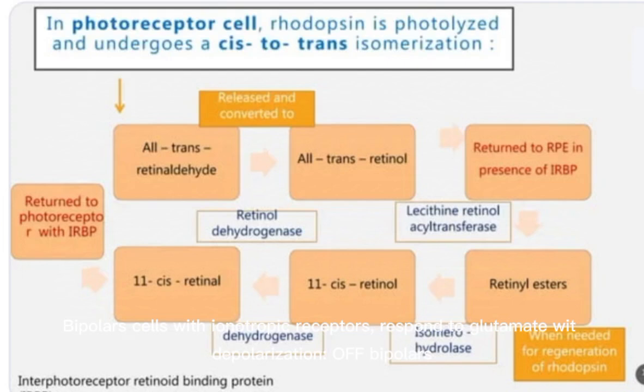Bipolar cells with ionotropic receptors respond to glutamate with depolarization: OFF bipolars. Bipolar cells with metabotropic receptors respond to glutamate with hyperpolarization: ON bipolars. OFF bipolar depolarizes in dark and hyperpolarizes in light. ON bipolar depolarizes in light and hyperpolarizes in dark.